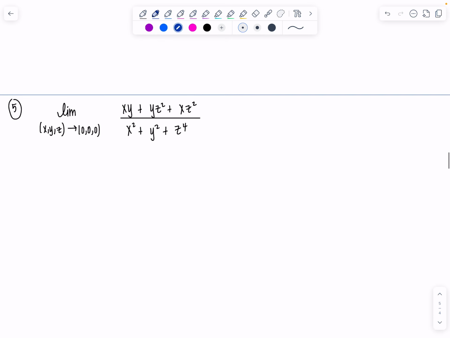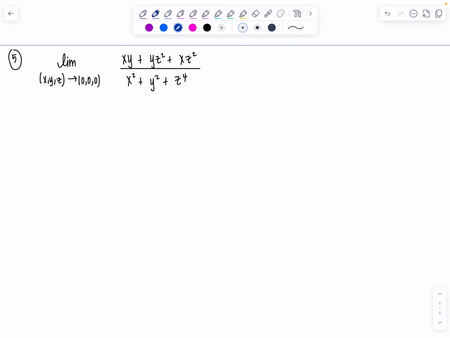Let's move on. Here we have the limit as x, y, z approaches 0, 0, 0 of xy plus yz squared plus xz squared over x squared plus y squared plus z to the fourth. Okay, so obviously if we do direct sub, we're going to get 0 over 0. I don't see any factoring I can do. I don't see any multiplying by a conjugate I could do. Let's test paths. But you know how I showed you in the previous example, you could go along a general linear path, y equals mx. Let's extend that to 3 space.